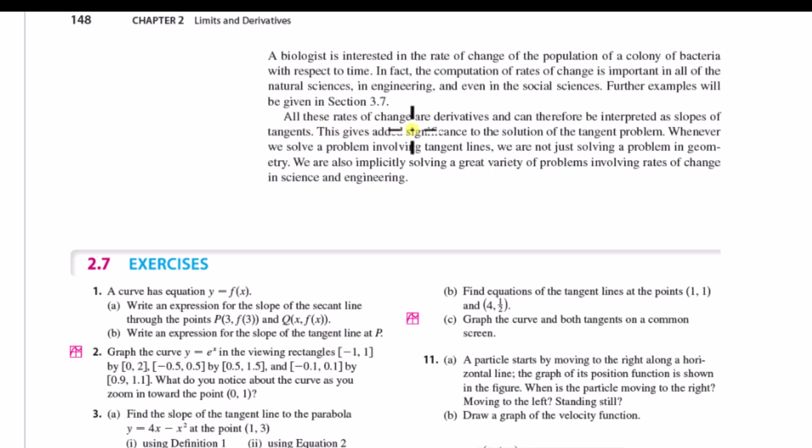All these rates of change are derivatives and can therefore be interpreted as slopes of tangents. This gives added significance to the solution of the tangent problem. Whenever we solve a problem involving tangent lines, we are not just solving a problem in geometry. We are also implicitly solving a great variety of problems involving rates of change in science and engineering.